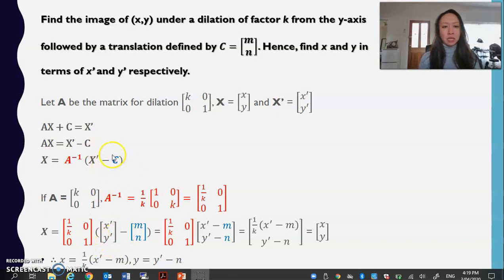Take away this translation matrix, so this is m and n. We always have to work with the bracket first. By working with the bracket, we know that this is going to give us x prime take m, y prime take n, and after that we have to multiply these two matrices together, and this is the result of it.